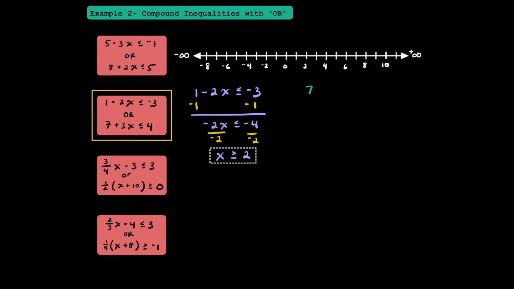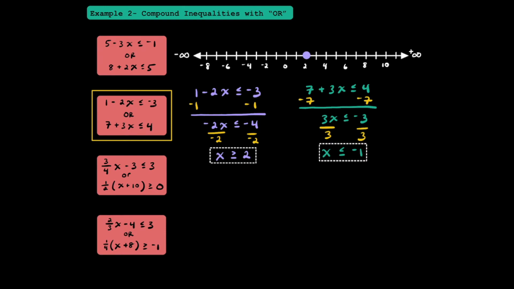Now let's solve the second inequality where we have 7 plus 3x is less than or equal to 4. We'll start off by subtracting 7 from both sides here. 7 minus 7 is going to be 0, so we're left with 3x is less than or equal to negative 3. Then we're going to divide both sides by 3 here. 3x divided by 3 is just going to be x is less than or equal to negative 1. Here's the solution to this inequality.